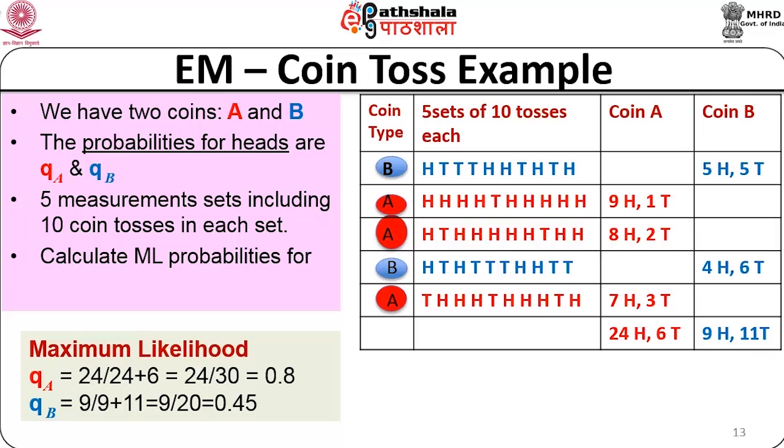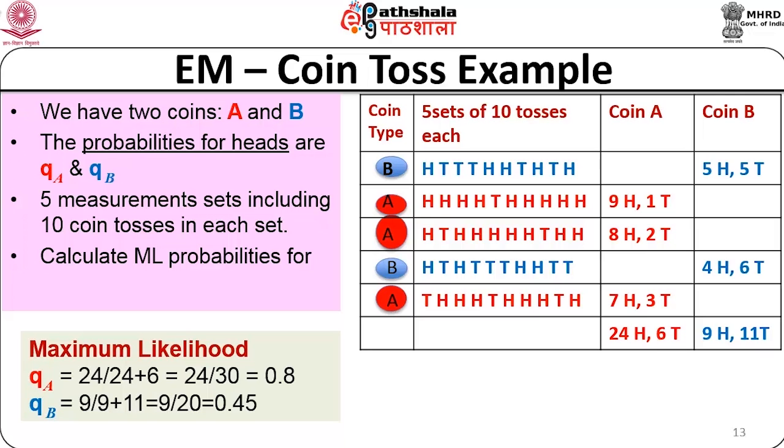So, for the blue coin, when we toss, we got 5 heads and 5 tails. The second blue set, when we toss, we got 4 heads and 6 tails. So altogether we have 9 heads and 11 tails. We are only finding the probability of heads. So QB for the blue one is equal to 9 heads divided by the total number, 9 plus 11, which is 20. So 9 by 20 is 0.45. So QB, the probability of heads coming out when you toss a blue coin, is 0.45.